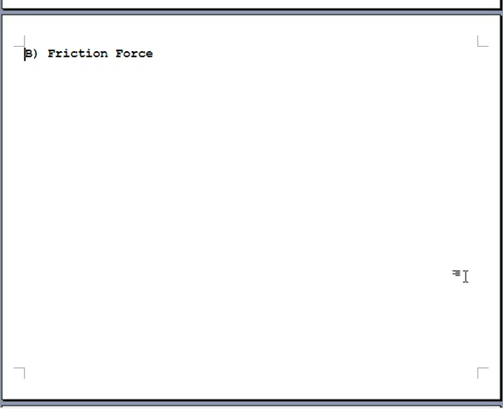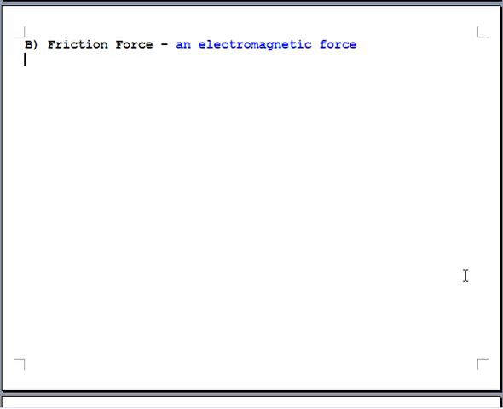So we chatted about gravity last day. That was a force of attraction between any two objects. Today we're looking at friction force, which is an electromagnetic force. And it has to do, I think you guys know, friction is all about one object dragging on or over top of another object.